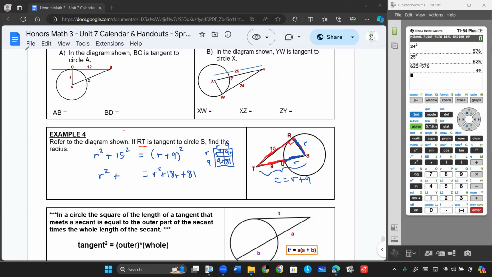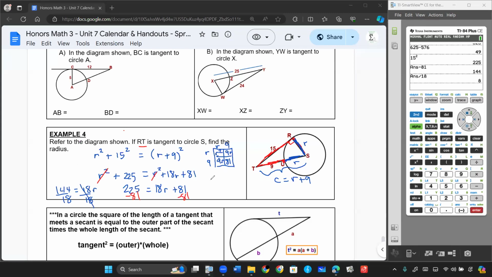15 squared is 225. Let's double check that. So I'm going to rewrite that as 225. Thankfully, on this problem, we have R squares that'll just cancel out. So I don't want those R squares anymore. Let's cancel those out and solve the equation without the R squares. 225 equals 18R plus 81. Definitely manageable. Subtract the 81 from 225. I believe that's 144. And then we'll divide that by 18. So we have 144 equals 18R. 18 goes into 144 how many times? 8. So your radius in this case will be 8.